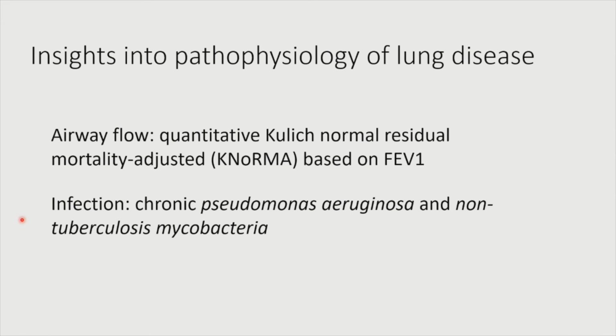So let me now switch gears from CFTR to think about what type of genes we could uncover that would contribute to certain aspects of lung disease. I'm going to go through 2 aspects. The first is airflow, and the second being infection. So let me focus on the airflow. Much of this work was led by our colleagues at UNC, and it's based on something we developed some years ago to harmonize the lung phenotype across all of these patients of different ages, which is this quantitative Kulich normal residual mortality adjusted measure, which is based on FEV1.